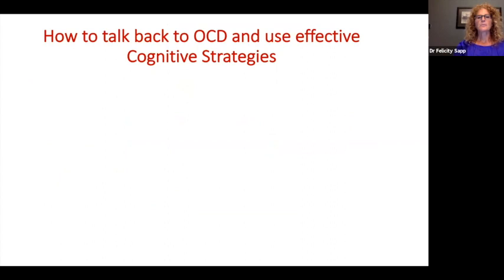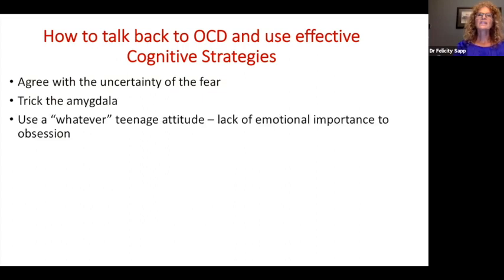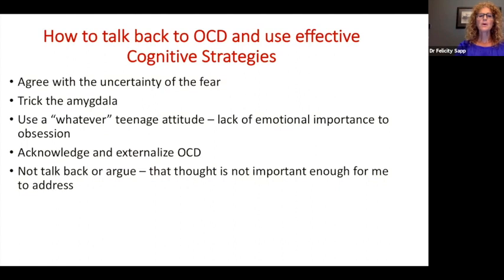So let me give you some examples of how to talk back to OCD in an effective way. First of all, we want to agree with the uncertainty of the fear. We want to kind of trick the amygdala by showing it that we don't really have an emotional response to whatever that fear is. I talk about kind of using a whatever teenage attitude. Parents love that, but anyway. And by doing that, we're going to acknowledge and externalize OCD, right? We're going to acknowledge that it's there, but we don't want to talk back. Once we start to talk back, we're giving importance to the thought, and we don't want to give that importance.